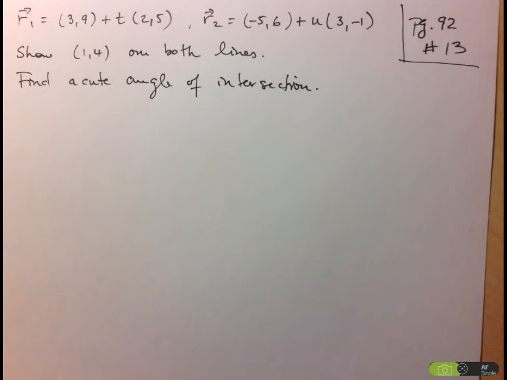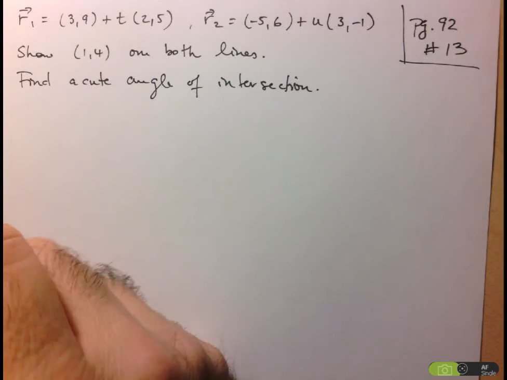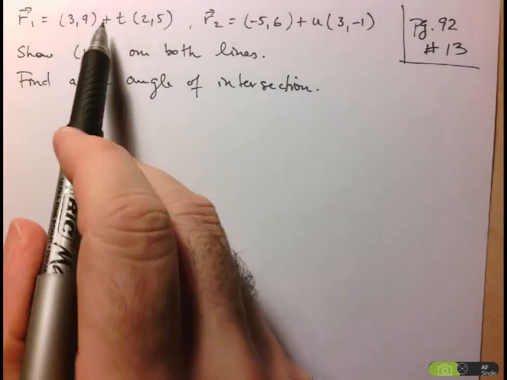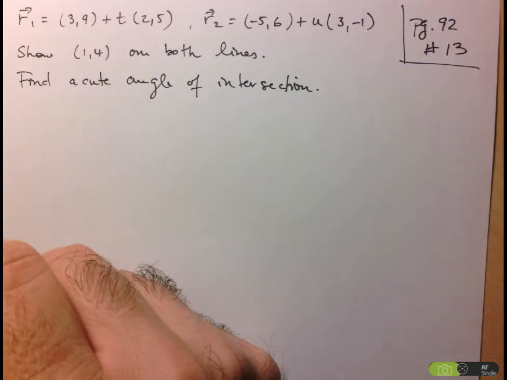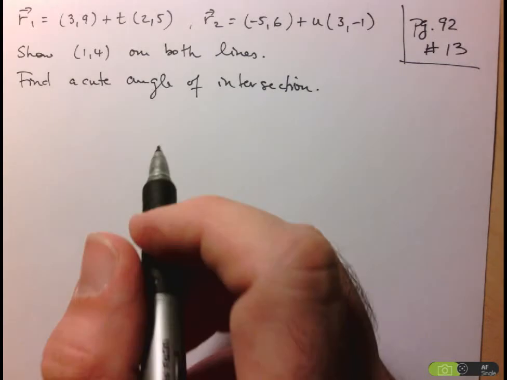Hi folks, we're going to take a look at page 92, number 13. So what they're asking us to do in this question is to first show that the point (1, 4) is on both of these given lines, and then they ask us to find the acute angle of intersection of the lines.